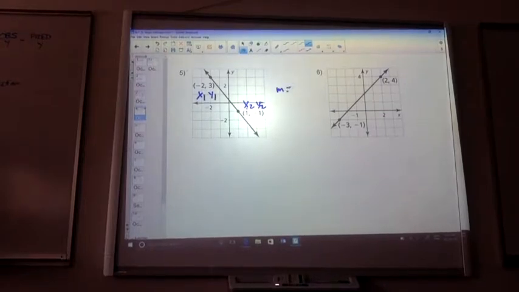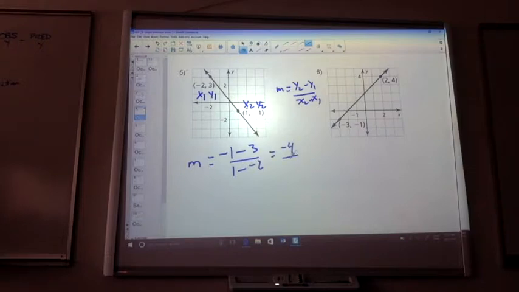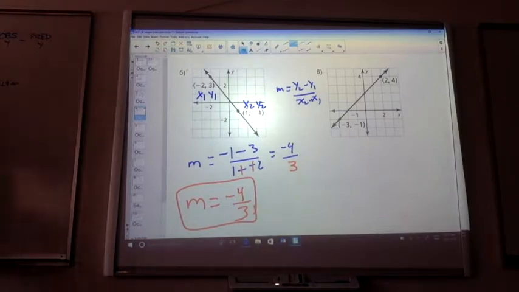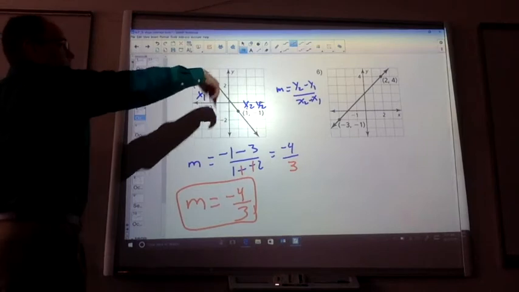Slope equation is this. All right, so slope is y2 minus y1 over x2 minus x1. We have negative 1 minus 3, 1 minus 2. I get negative 4 over, what is this? 3. Is this a negative slope? Yes. Does this satisfy the fact that we have a decreasing function? And this is a function because the vertical line test works, right?